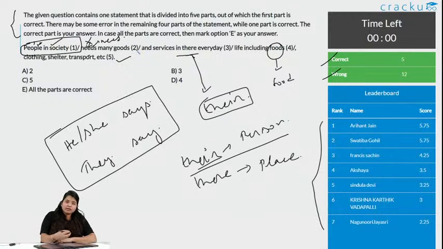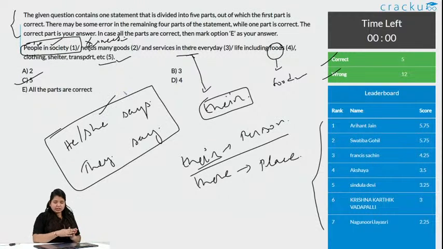So, what are the errors in the first 3 parts? Needs should be replaced by need. There should be replaced by their. Life including foods should be replaced by food, and 5th part is correct. So, option C is the correct answer, and 5 people got this correct. Remember this thing, that when there is a singular we use says or he needs, and if there is plural like they, it is like they need and we need, it is not needs.